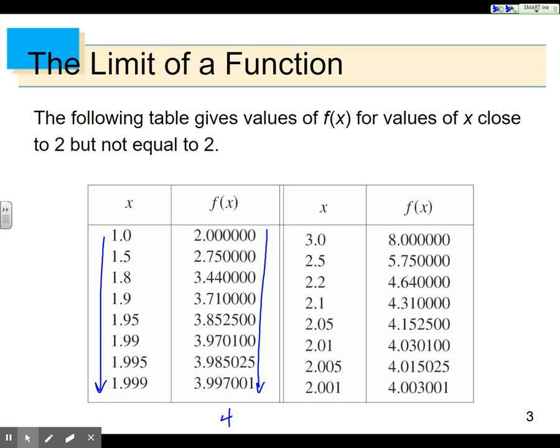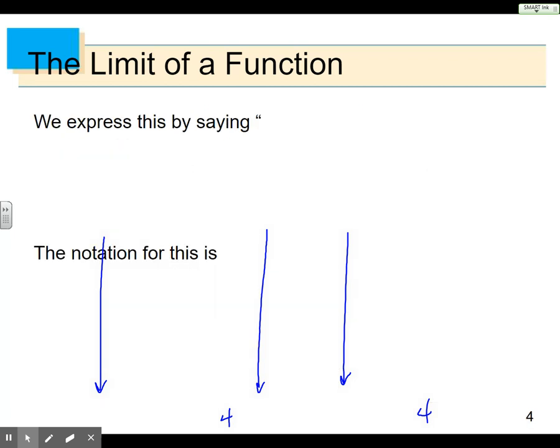And we picked a side. We picked the left side or the right side. We went a little bit less than 2 or a little bit bigger than 2, if I remember correctly. It doesn't matter which side we pick. If I get closer to 2 on these x values, I see myself getting closer and closer to 4 on these function values. Okay. So let's talk about what's going on with this.